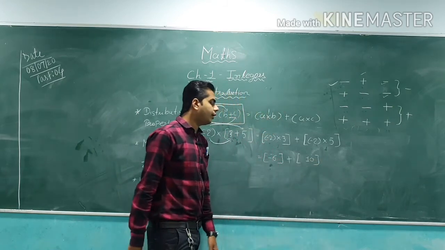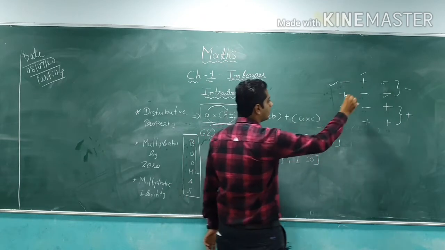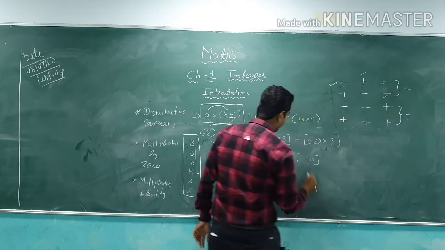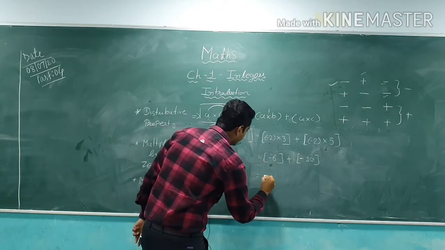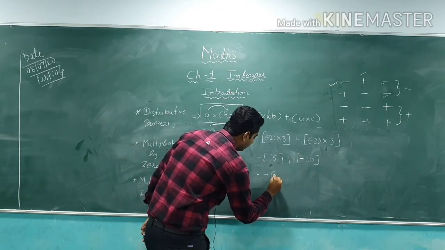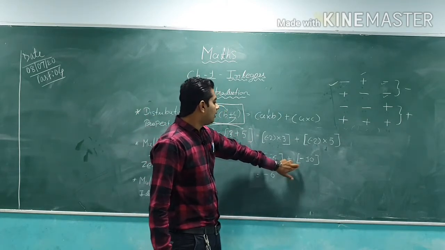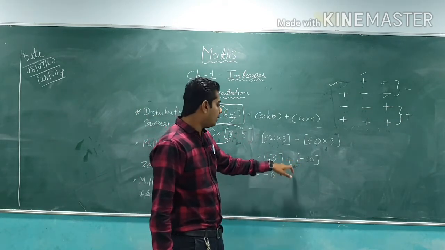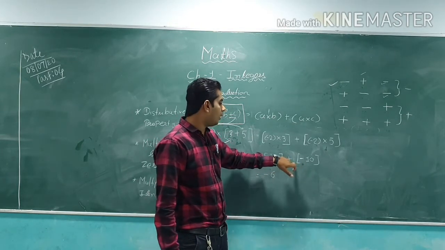What sign should I put here? Again minus 2 and plus 5, so minus plus, here minus plus minus, so minus 10. Now here I'll open the bracket, so here I got minus 6. Now see here again plus in the bracket minus 10, so plus in the bracket minus 10.